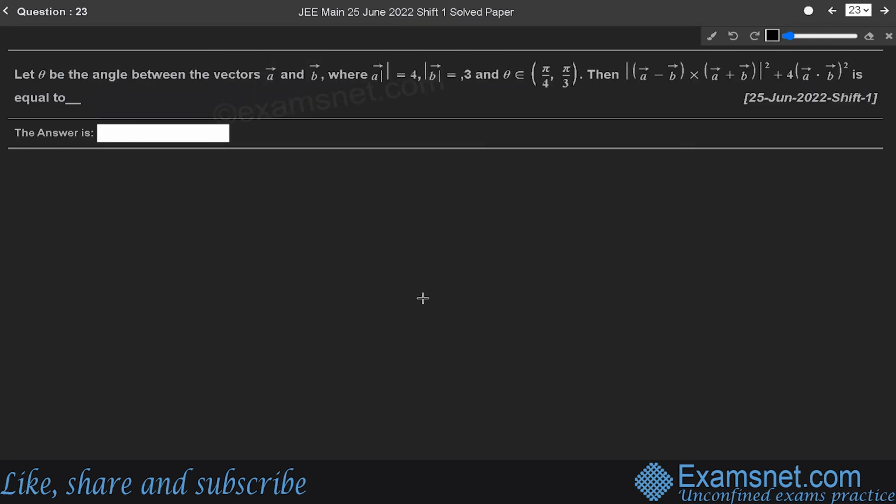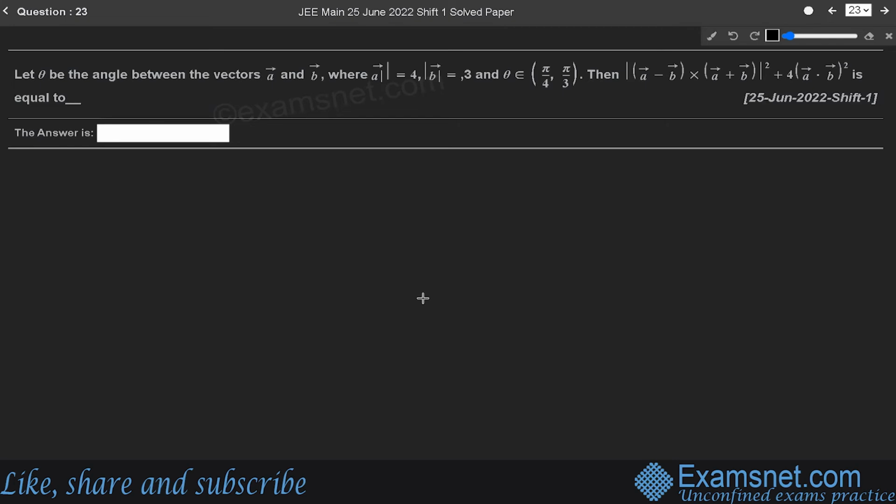Next question is, let theta be the angle between the vectors A vector and B vector, where mod of A vector is equal to 4 and mod of B vector is equal to 3, and theta belongs to pi by 4 and pi by 3. Then mod of (A vector minus B vector) cross product (A vector plus B vector) whole square plus 4 into (A vector dot B vector) whole square is equal to.